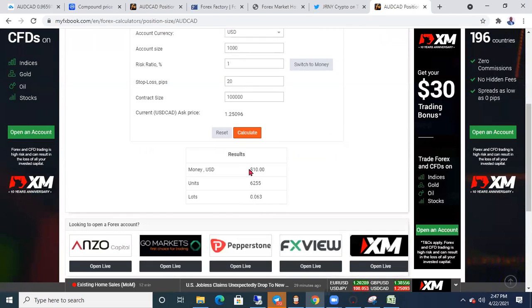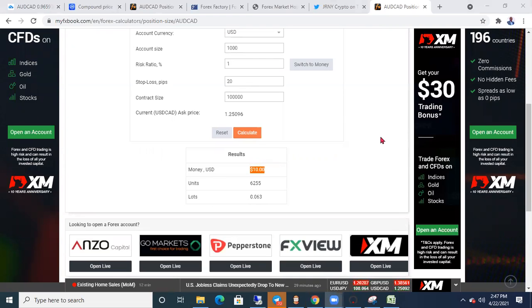If I lose this trade, I'm going to lose $10. The lot size I'm allowed to use is 0.06. If I go 3 times in my direction, I'll win 3 times 10, which will be $30.